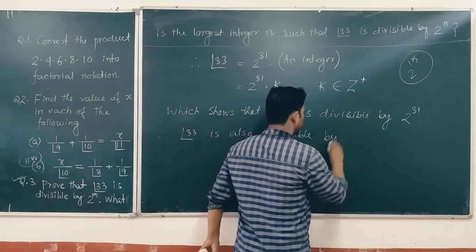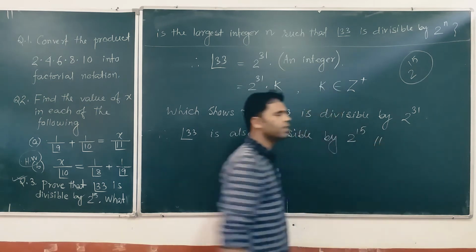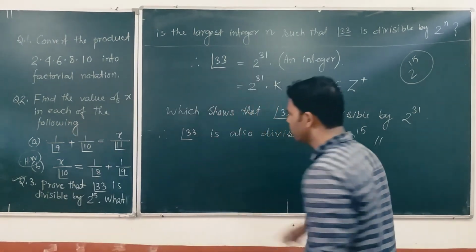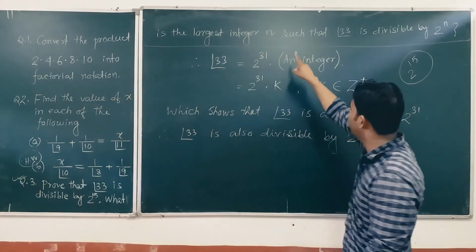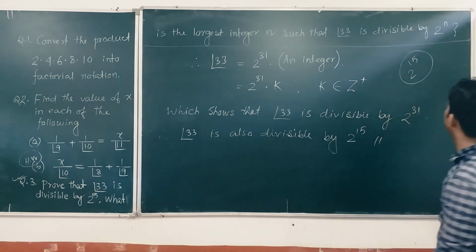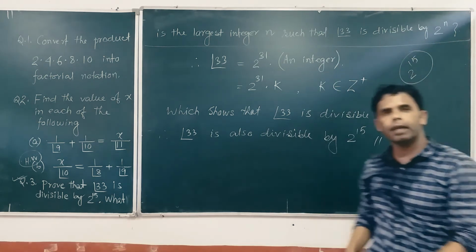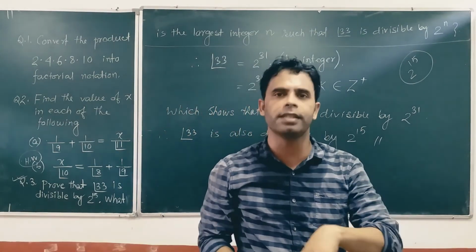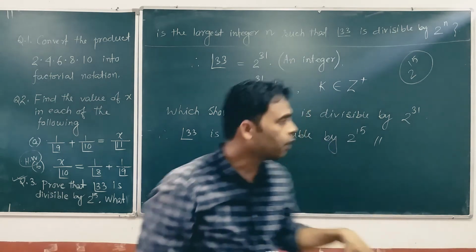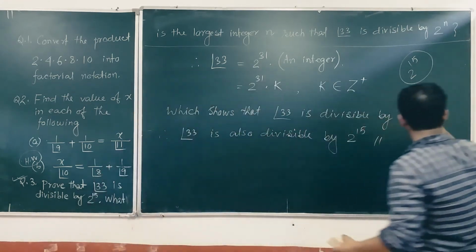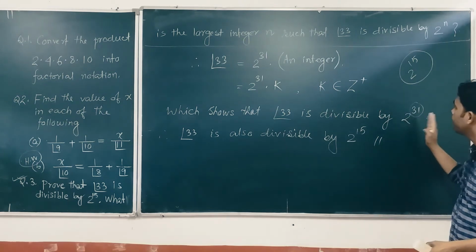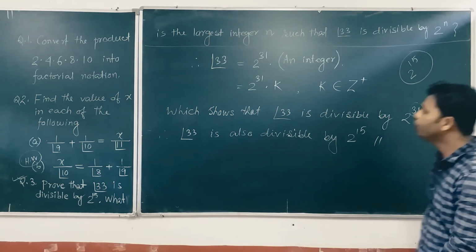This is the answer of the first question. You were asked to prove that this is divisible by 2 to the power 15. Then go to the second part: what is the largest integer n such that factorial 33 is divisible by 2 to the power n? So the highest value of n will be 31, since it cannot be more than 31.